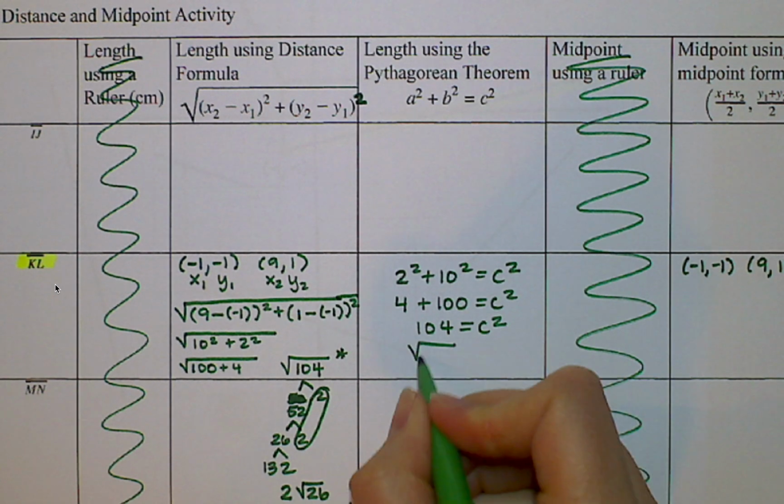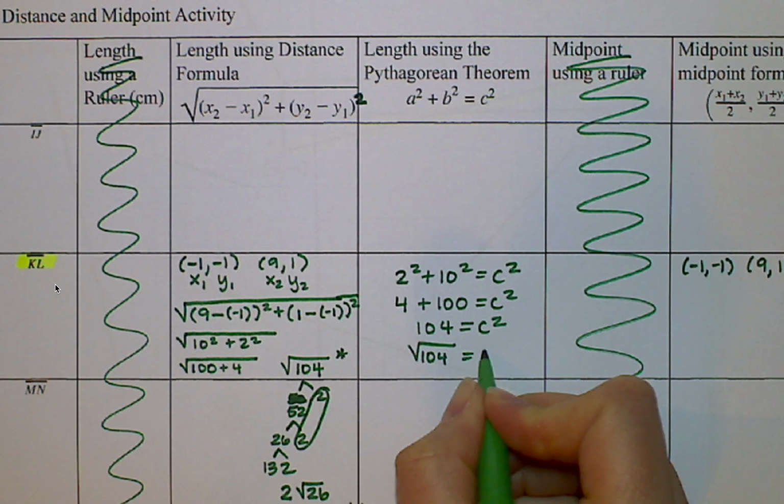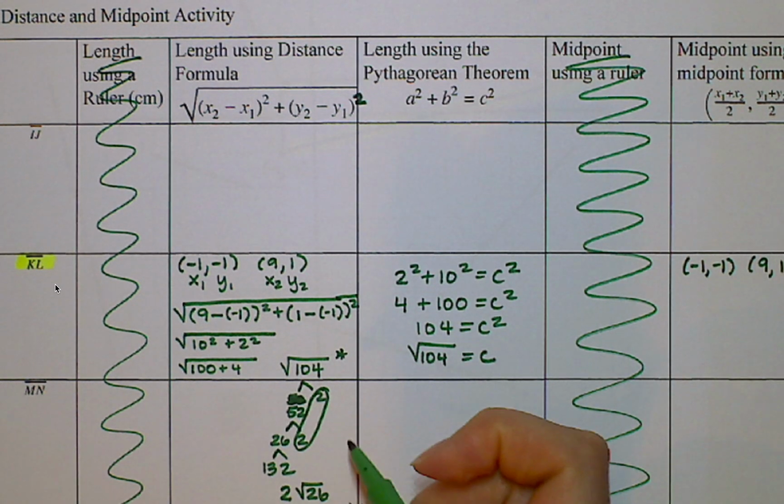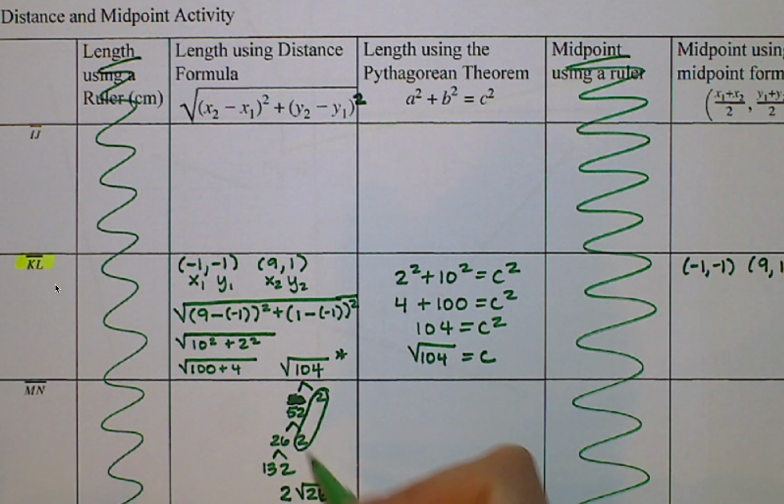Okay, and so again, you can either leave it as the square root of 104, or if you want to get the extra credit, break it down. Okay, so 52 times 2, and then you keep breaking it down and so forth.